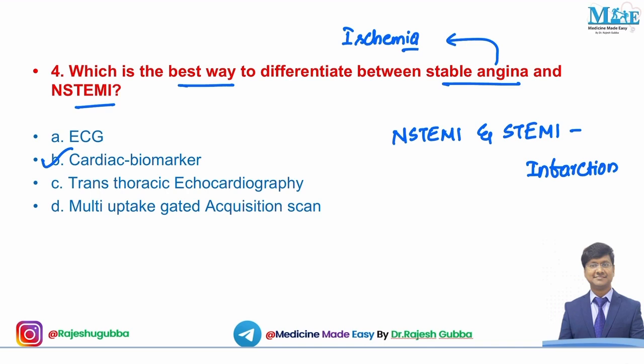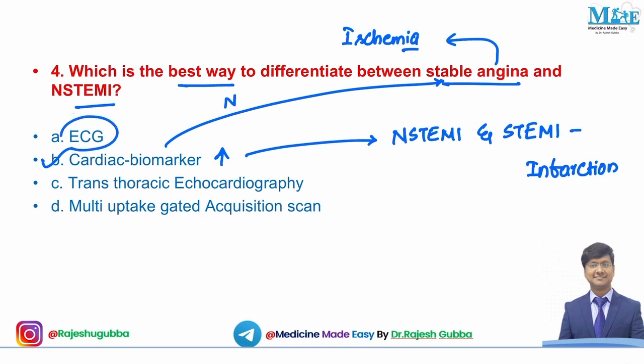That is by the cardiac biomarkers. Cardiac biomarkers will be elevated in case of non-ST elevation MI, whereas the cardiac biomarkers will remain normal in patients with stable angina. So that is how you will be able to differentiate stable angina from non-ST elevation MI.